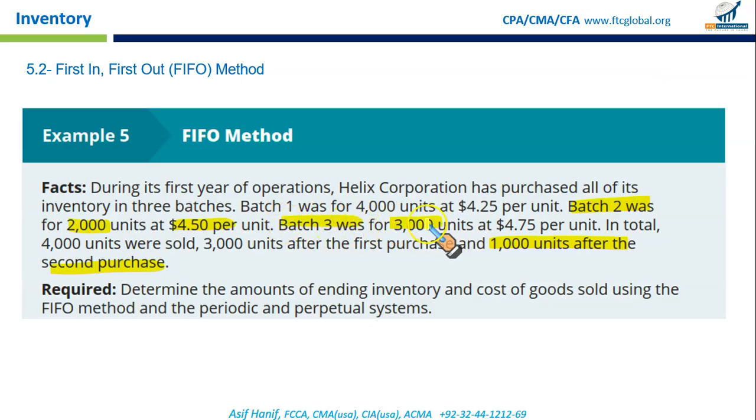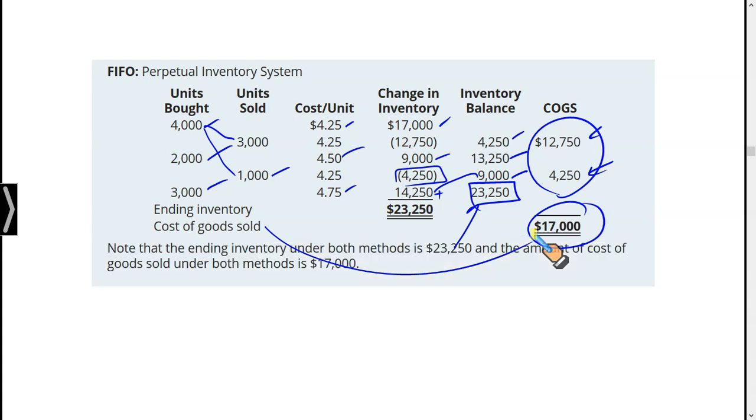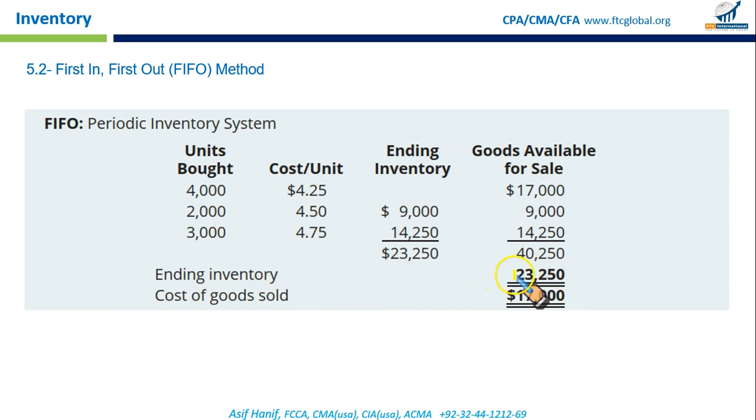Batch 3, 3,000 units at the rate of 4.75 each. So if we go 3,000 units at the rate of 4.75 each, that is the addition in your inventory. This plus this gives you the balance in inventory. This is the figure to be reported as closing stock, and these two become part of your CGS. Now, a very important conclusion that you need to make is that whether we use FIFO perpetual or FIFO periodic, your CGS and closing stock would always be the same. So FIFO periodic and FIFO perpetual give you exactly the same answers. See, this is the closing stock and this is the CGS under FIFO periodic.